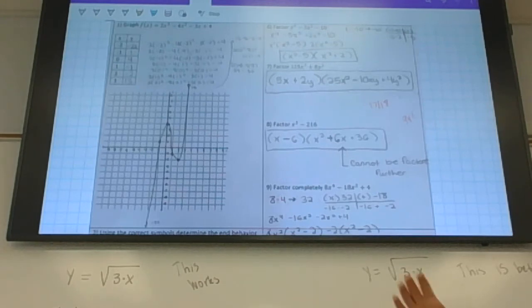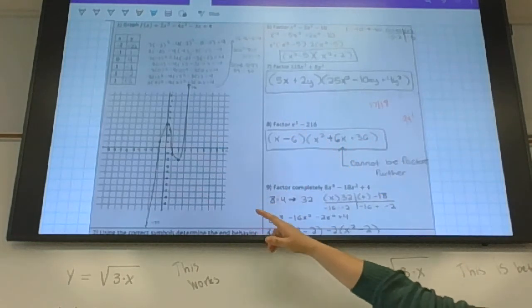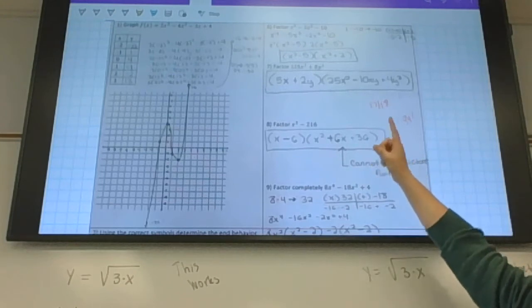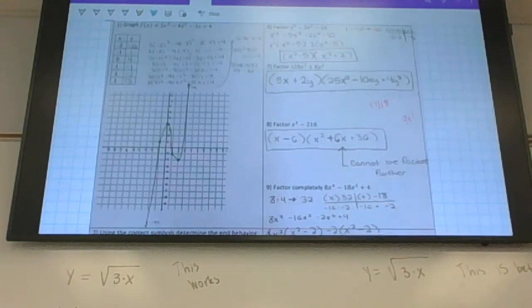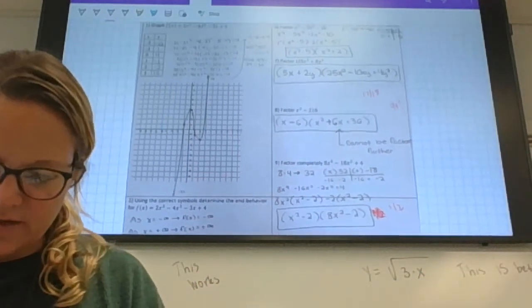Any questions on these problems that you can see? So if your polynomial has a 4th degree, you have to wait. I have a different graph for you, but everybody had the same 6, 7, 8, and 9. Almost nobody did 9 completely.